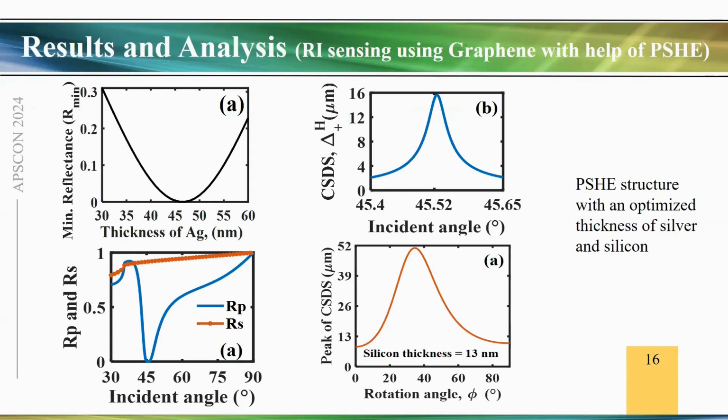In this study, we first optimize the plasmonic silver layer, which is 46 nanometers, and then we find the conventional spin dependent splitting, which is about 16 micrometers. After that, we coat the field enhancement layer, that is silicon. The optimized silicon thickness is 13 nanometers, and then we find the RS and RP and the ratio, and the peak of the conventional spin dependent splitting goes to near about 52 micrometers.